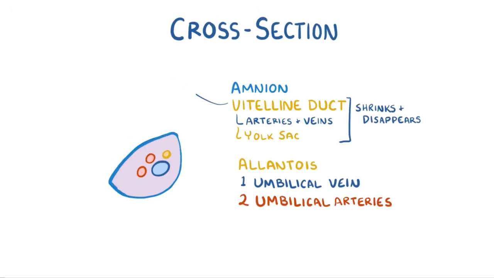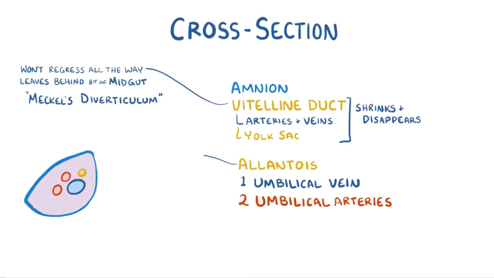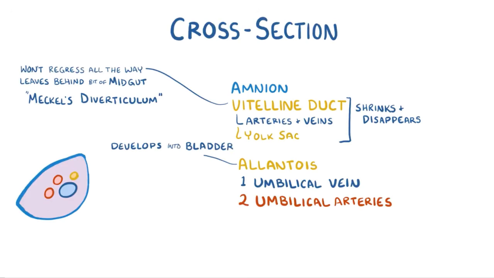In rare cases, the vitelline duct won't regress all the way, and it'll leave behind a tiny remnant, an outpouching of the midgut intestines that's called a Meckel's diverticulum. The allantois continues developing into the bladder, and leaves behind a remnant called the urachus in the fetus, which is then renamed as the median umbilical ligament once the baby's born.